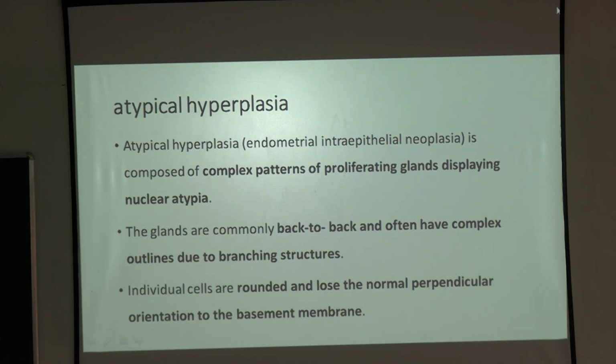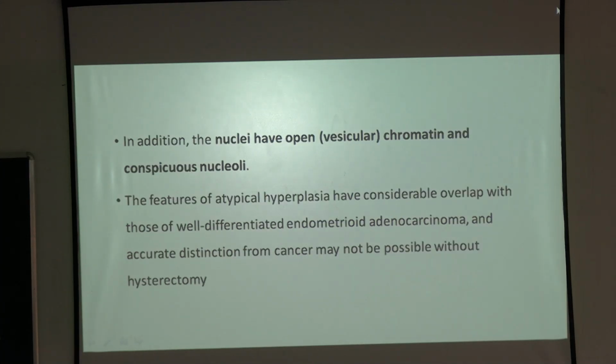Individual cells are rounded and lost the normal perpendicular orientation to the basement membrane. In addition, nuclei have open vesicular chromatin and conspicuous nuclei. Conspicuous nuclei means prominent nucleoli. Nuclei will be prominent, and open vesicular chromatin means there is every chance of confusion between atypical hyperplasia and endometrial carcinoma. The features of atypical hyperplasia have considerable overlap with those of well-differentiated endometrial adenocarcinoma, and accurate distinction from cancer may not always be possible without hysterectomy.